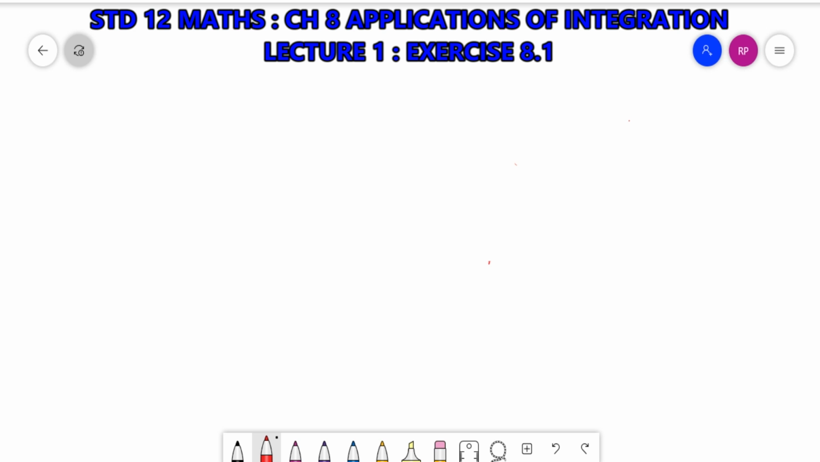Integration. In this chapter we have to find out the area under the curve. So we will deal with the questions in which you have to find out the area under the curve. Let's take an example.